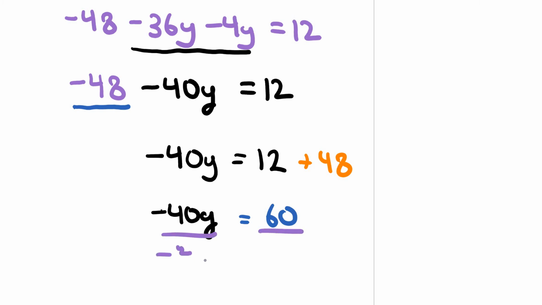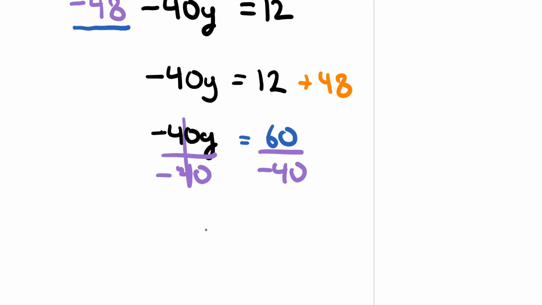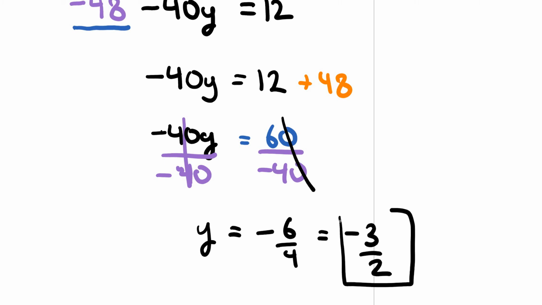We divide both sides by negative 40. Those cancel off. Then y would equal, those zeros cancel off, you get negative 6 over 4. And that's the same thing as negative 3 over 2. So after all that work, y would equal negative 3 over 2.